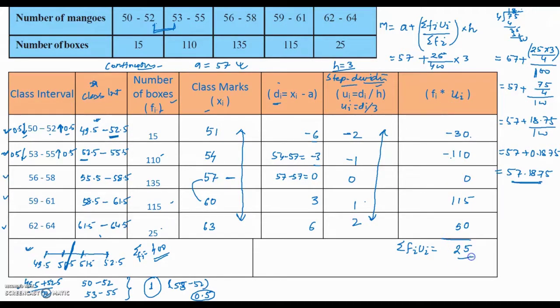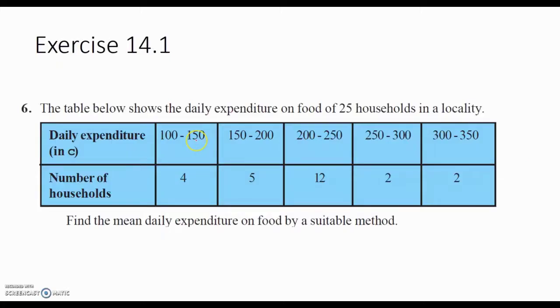That will give you sigma fi ui is 25, sigma fi is 400. You put it in the formula here. M is equal to a plus sigma fi ui by sigma fi multiplied by h. You just arrange the terms in such a way that the calculation becomes simpler. 57.1875. Hope you understood this solution. Let's look at the next question.